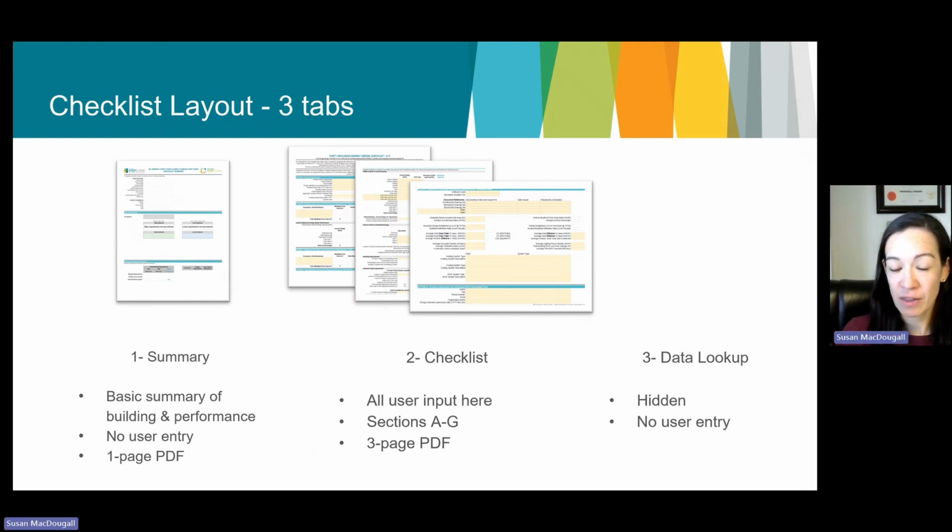And finally, there's a third tab, which is data lookup. It's hidden because there's no user entry there, but as I mentioned earlier, you can unlock the workbook if you need to. So if you had a question about some of the data lookups, you could unlock it, unhide that tab, and go take a look.